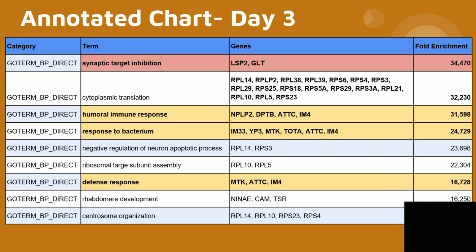Now, if we take a closer look at the chart, we can see 3 terms: humoral immune response, response to bacterium, and defense response. These are related to the immune pathway not only in flies but in mammals too. Many recent studies have established a strong link between alcohol exposure and the immune response. It's already been shown that alcohol can alter the activity of the innate immune system, and these changes in activity can have an influence in alcohol-related behaviors.